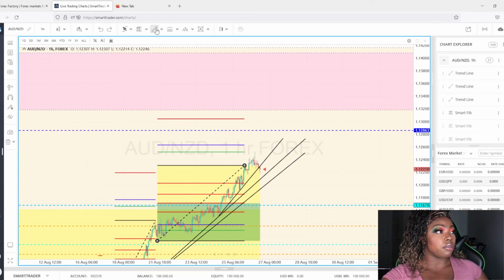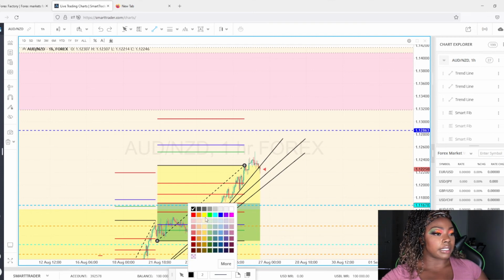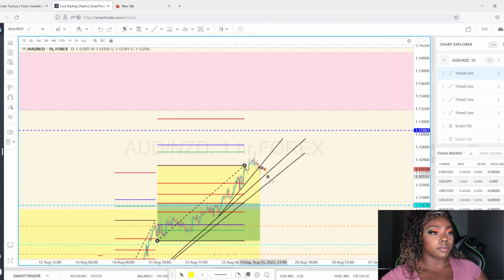So what I could draw is, oh, you can't even see that, goodness gracious. Okay, so I feel like price is going to come somewhere down in here before continuing upwards.